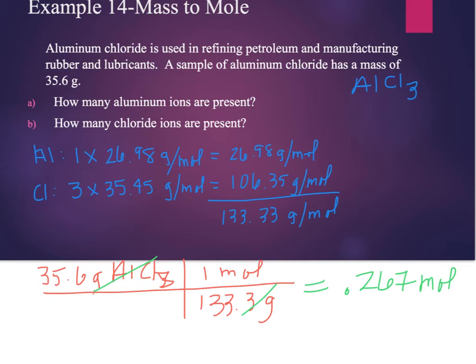Because our problem asked us to find how many aluminum ions and chloride ions are present, if you remember, ions are considered a representative particle. So what we need to do is take our moles of aluminum chloride and put them in terms of another representative particle. Aluminum chloride, then, we can say is a formula unit. So I'm going to take this 0.267 moles of aluminum chloride and convert them over to formula units of aluminum chloride. And I'm going to do that by using Avogadro's number.